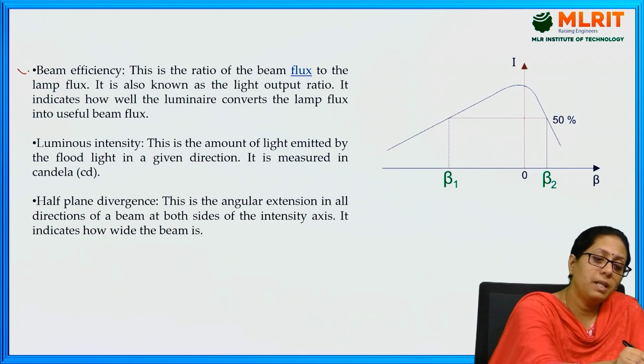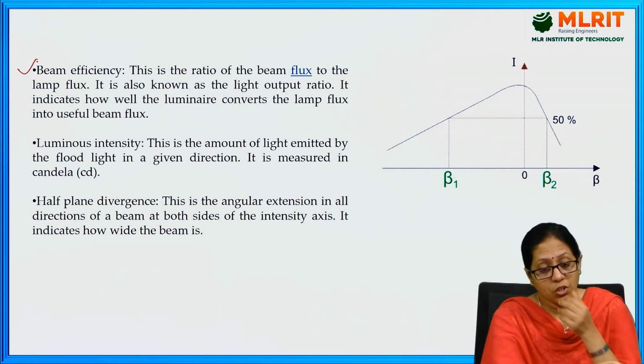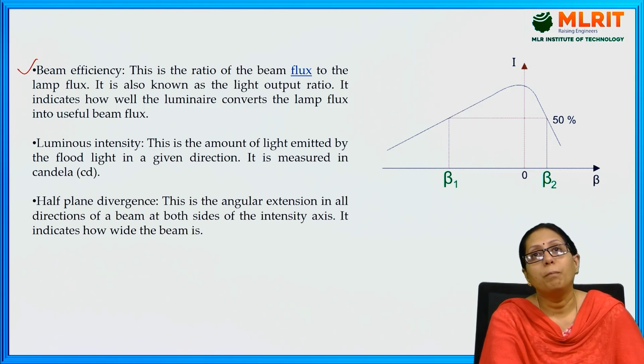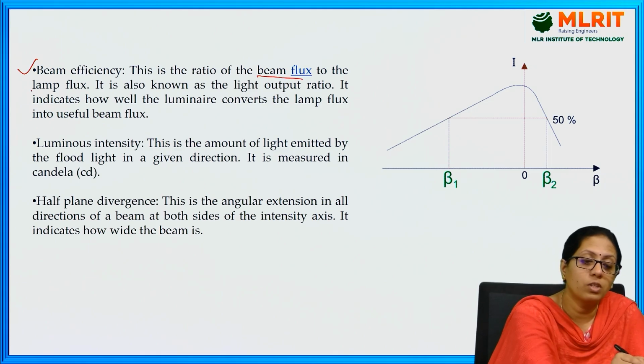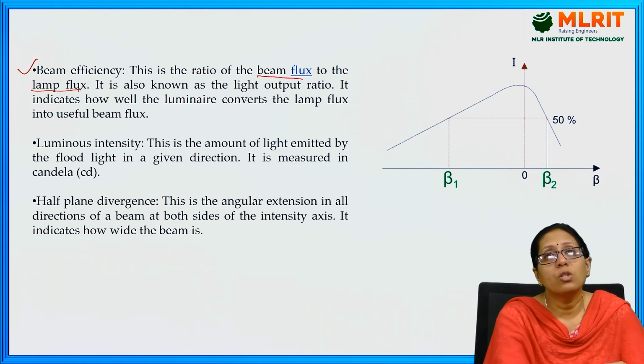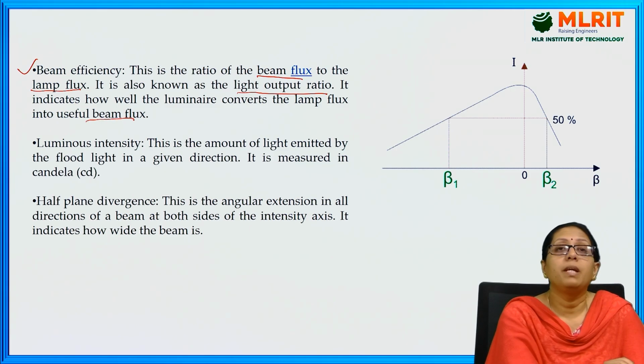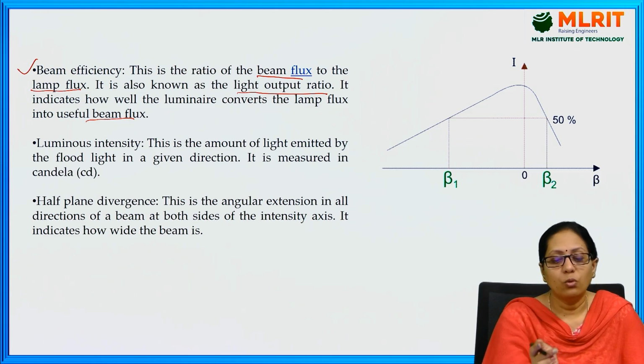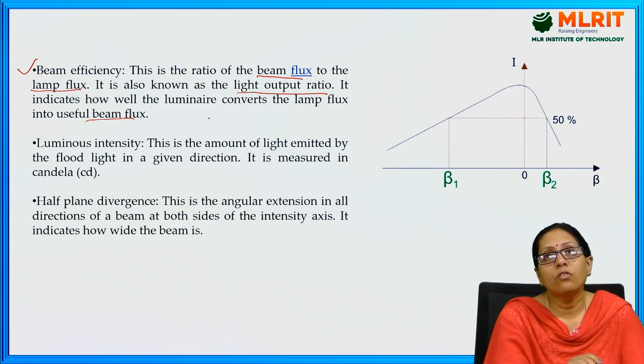Next one is beam efficiency. This is the ratio of beam flux to lamp flux. It is also known as the light output ratio. It indicates how well the luminaire converts the lamp flux into useful beam flux.